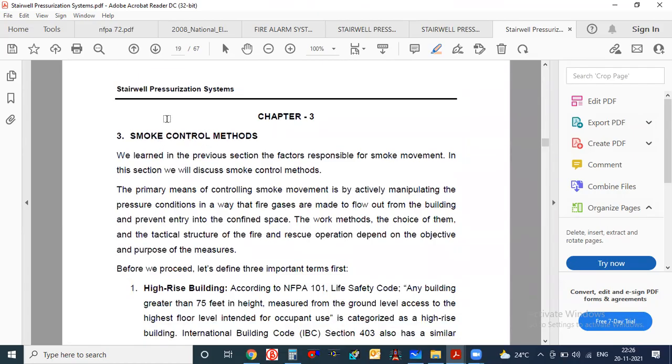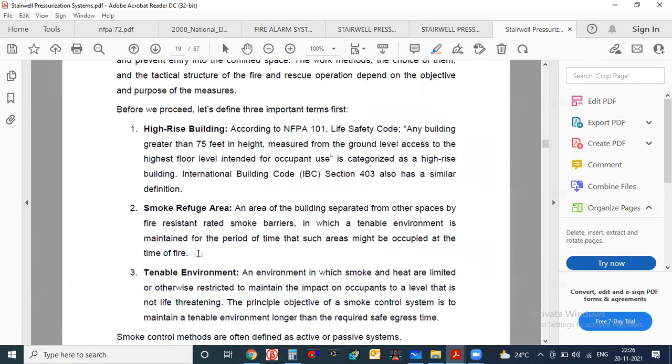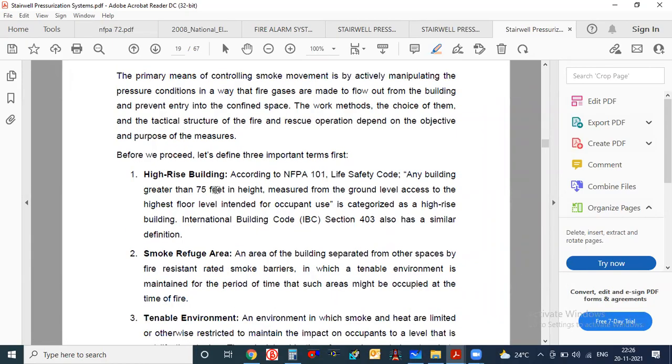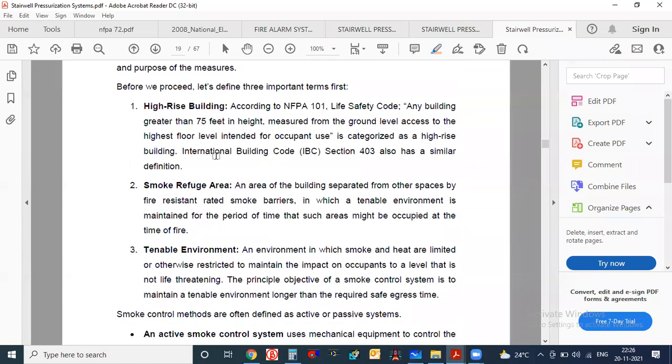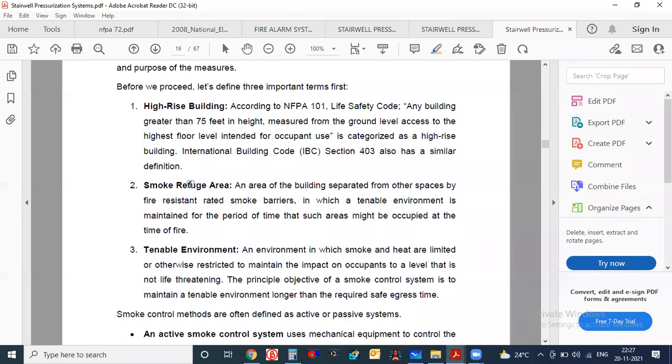Now they will talk about the smoke control methods, like which method you have to apply. And here you see they have defined three terms: high-rise building, smoke refuge area, tenable environment. Refuge area, as I told you, is an area constructed by maintaining positive pressure, where some barriers will be given, so that smoke or fire cannot reach here. Tenable environment is an environment in which smoke and heat are limited or otherwise restricted to maintain the impact on occupants as not life-threatening. Maybe refuge area and tenable environment are both the same.